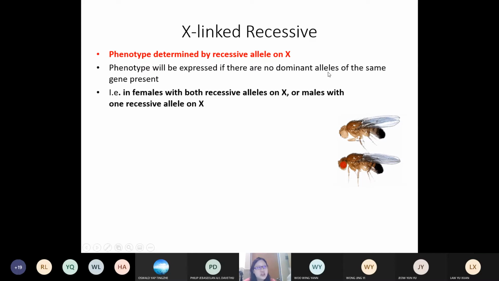Like the name suggests, it is a recessive allele on X. The phenotype is determined by a recessive allele on X, so it will be expressed if there are no dominant alleles. It functions like the normal recessive allele you know.